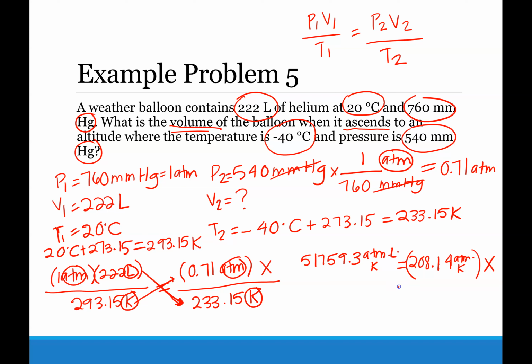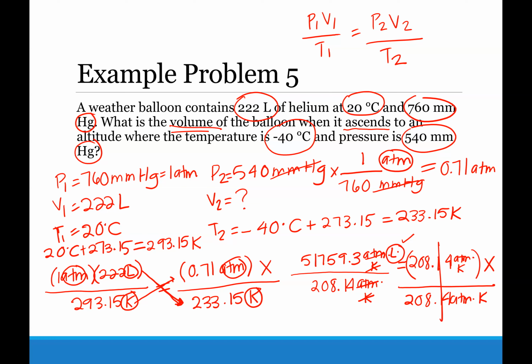So to isolate x by itself, you would divide by 208.14 ATM Kelvin, and that cancels. So divide by 208.14 ATM Kelvin, and so here you can see with the units that ATM cancels, Kelvin cancels. We're left in liters, which is appropriate for volume. So in our calculators, make sure that we carry every number. We don't forget anything in that big number on top.